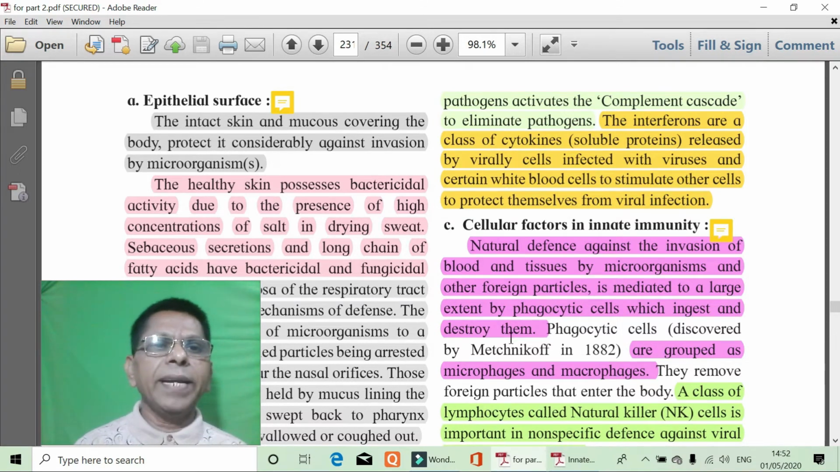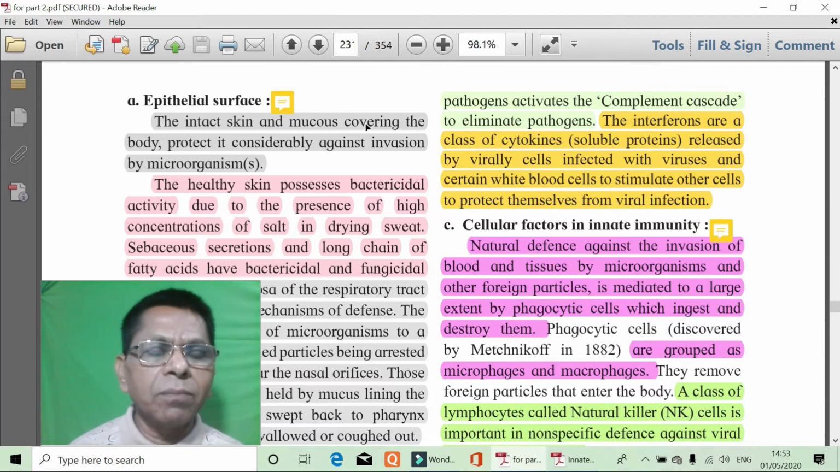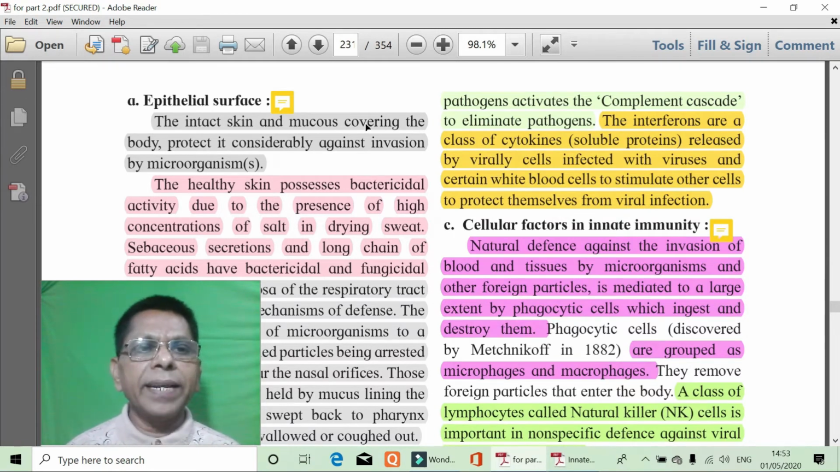So my dear students, the main function performed by the mucus covering the body is nothing but to trap the microorganisms, and this is how they are prevented from entering inside the main organs of the body.